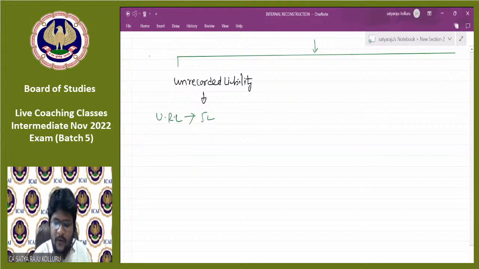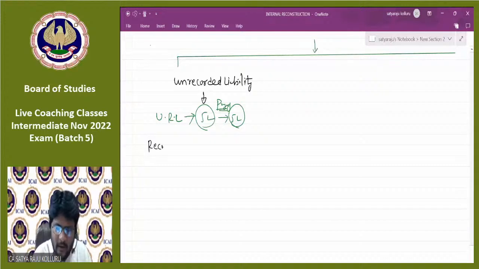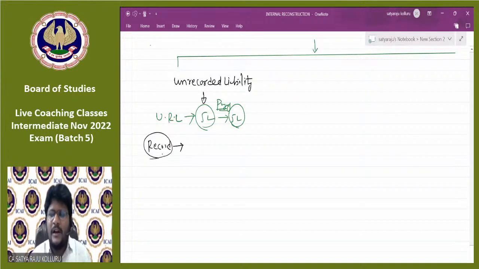Now, for such 5 lakhs, during the process of internal reconstruction, we are paying the entire amount of 5 lakhs. Now, first, what is the journal entry, sir? First, this is an unrecorded liability, till now not recorded in your books of accounts. Before settling it, first record it. Generally, to record a liability, what is the journal entry? May I know? P&L adjustment account debit to liability.